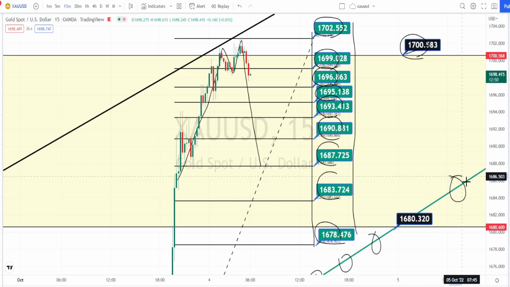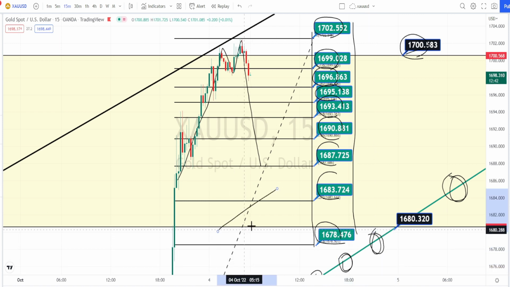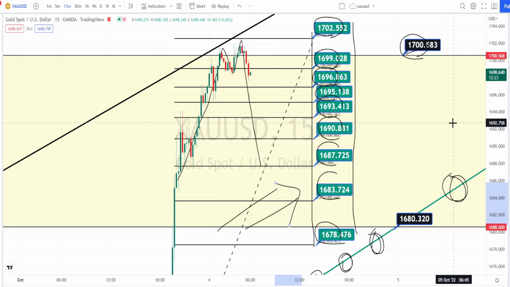And as long as the price action is trading above this 4 hours time frame trend line or the support line, we can expect the bullish trend to continue in 15 minutes time frame also. That's all the analysis for today.